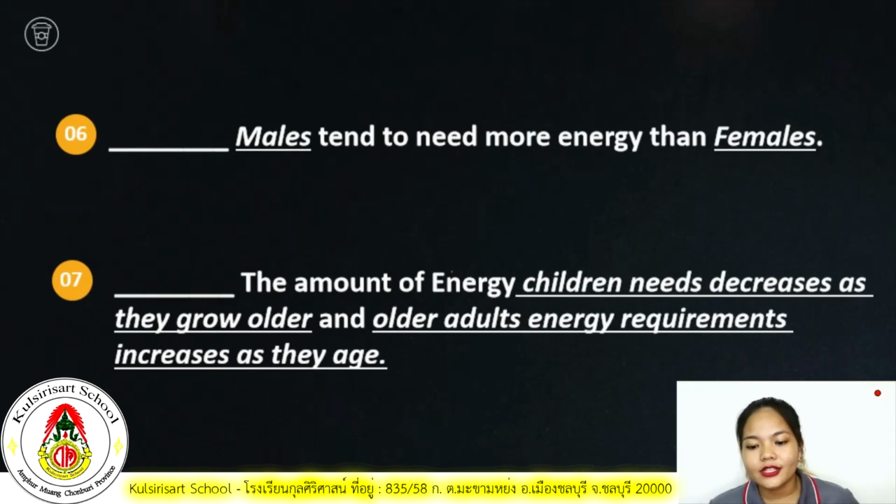And for number 7, the amount of energy children need decreases as they grow older, and older adults' energy requirements increase as they age. Again, the amount of energy children need decreases as they grow older, and older adults' energy requirements increase as they age. Is it true or is it false?